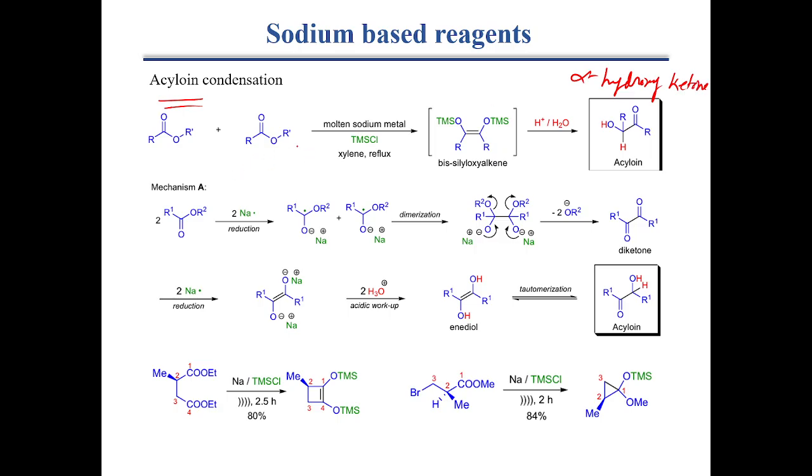So in these cases, sodium or molten sodium is used. So what is the mechanism? First, sodium transfers a single electron to this carbonyl ester, and this will form this negative charge, and these two radicals dimerize, and after leaving of this OR minus, this is from this diketone.